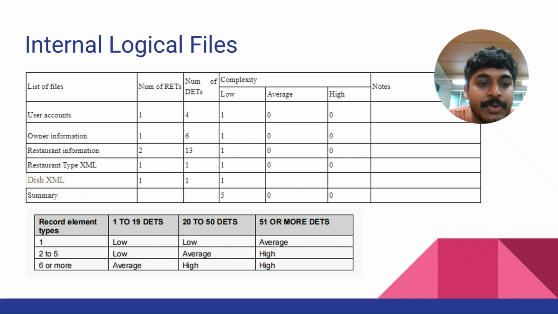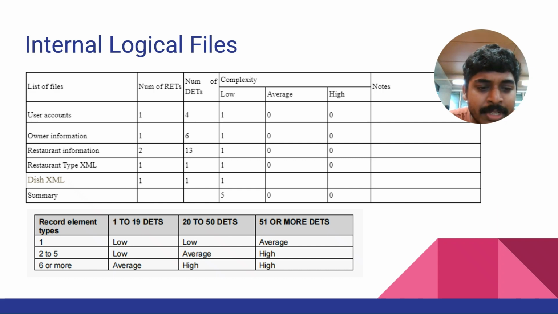Moving on, we first had to find the internal logical files. We had five main files: user accounts, owner information, restaurant information, restaurant type XML, and dish XML. You'll see that for RETs, there's basically only one logical grouping of information associated with most of them, except restaurant information, because restaurant information had information about the restaurant as well as the dish that was served in the restaurant. So it has two RETs because it has two logical groups of information being accessed, and the number of DETs are basically the independent fields that are accessed.